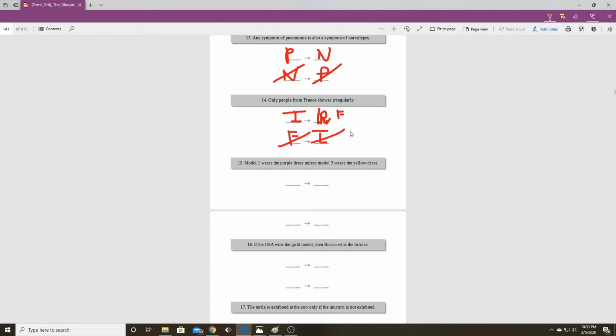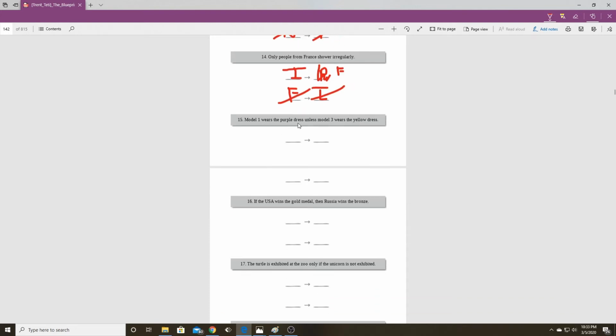Number 15. Basically, let's see. While one wears a purple dress, unless. So another a little tricky. So unless has to be sufficient. This is the necessary. So I would say yellow dress by model 3. The purple dress by model 1 is going to be wearing it. So anyway, if model 3 does not wear the yellow dress, that's why it's negated, model 1 wears a purple dress. We switch it, obviously. If model 1 isn't wearing the purple dress, then that means model 3 is wearing the yellow dress. This is very simple stuff.